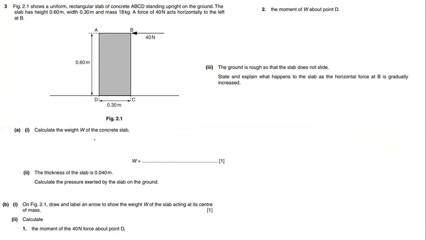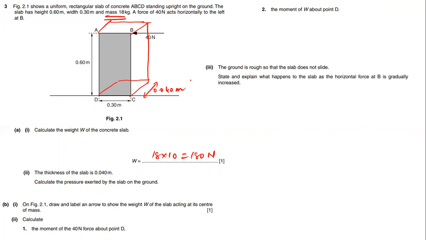It's 18 into 10. What is 18 here? Mass here. Good. Should be 18 into 10. Unit? Newtons. The thickness of the slab is 0.04 meters. So he has given you this thickness, which means I will extend this a little bit backwards. Okay, so this is my slab now. Calculate the pressure exerted by the slab on the ground. So this value is already given to you. It is 0.040 meters.